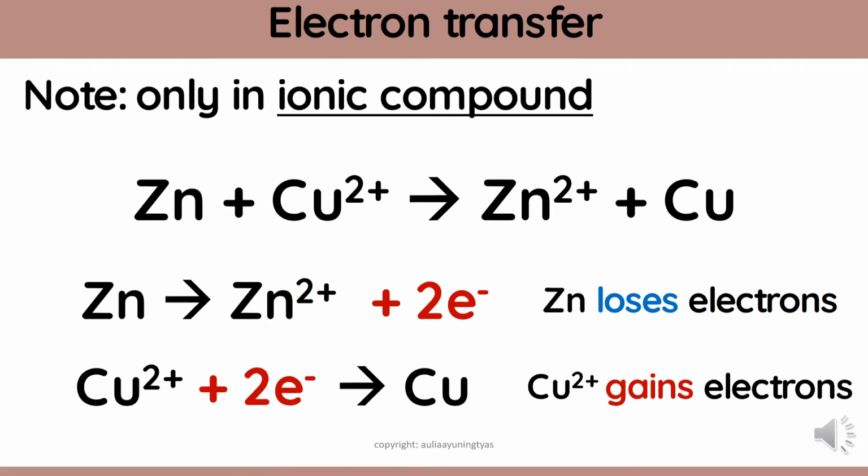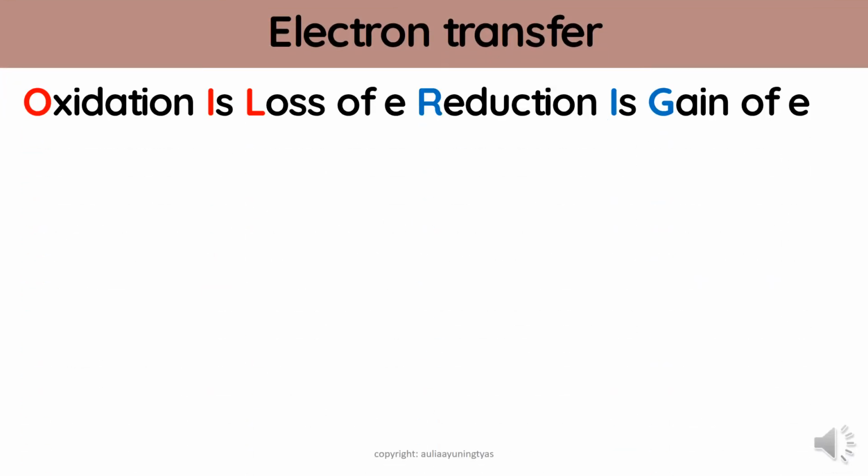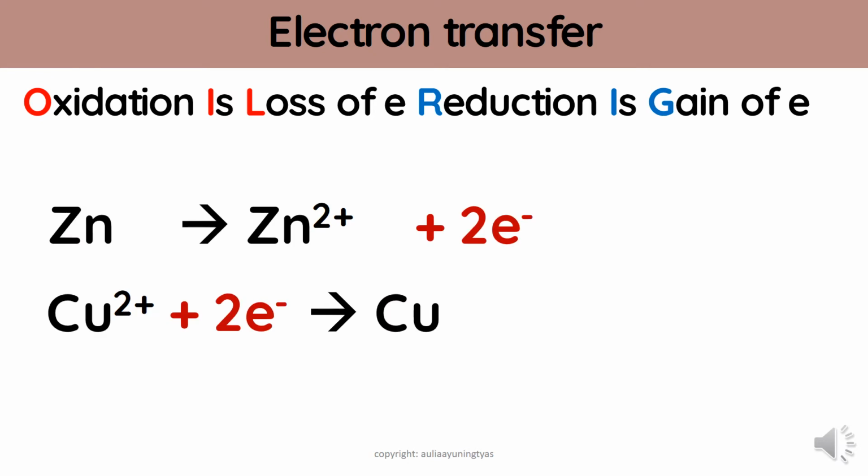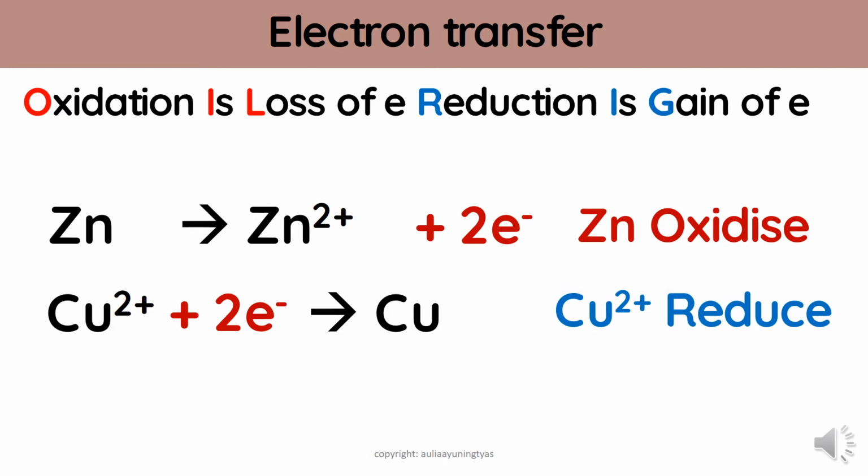You may memorize this mnemonic: OIL RIG. Oxidation is loss of electron, reduction is gain of electron, in order to remember the oxidation or reduction. Thus, zinc has been oxidized while copper 2 plus has been reduced.